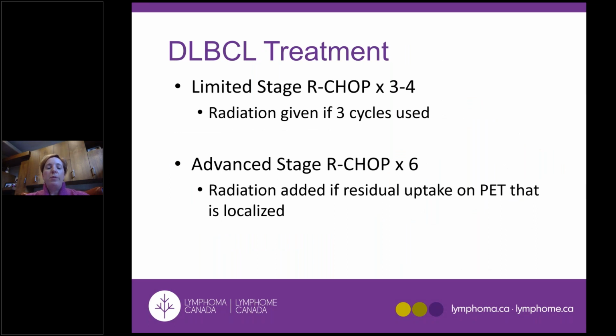In terms of treatment, if patients have limited stage disease, which is, as we discussed, not that common, generally they can have a more abbreviated treatment course with either 3 or 4 cycles of R-CHOP. If only 3 cycles are given, we usually give radiation to the site of involvement.